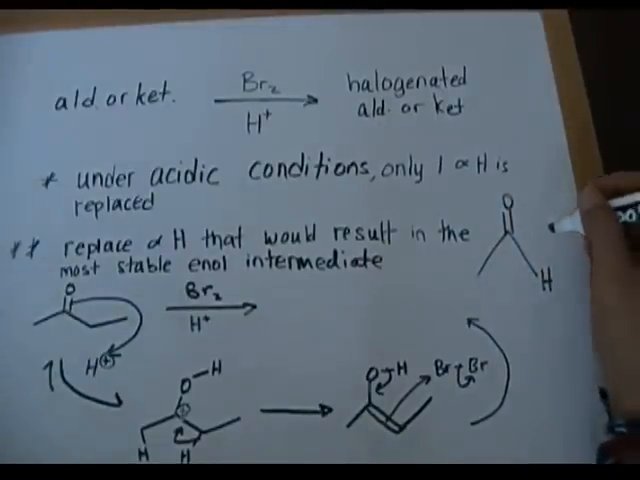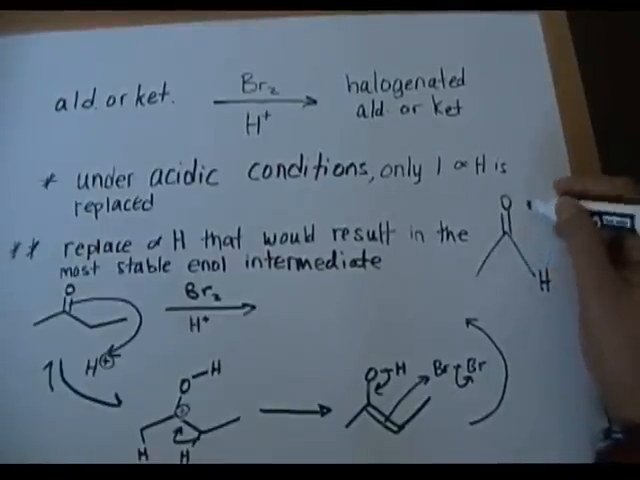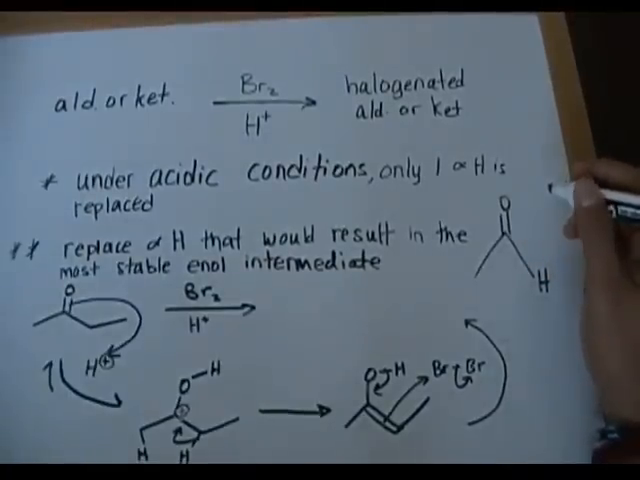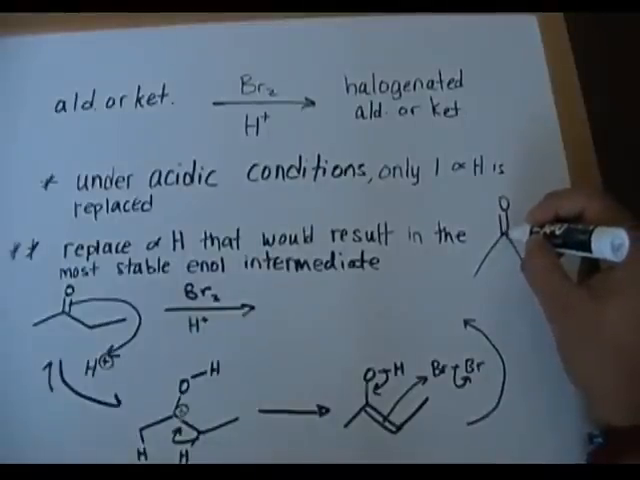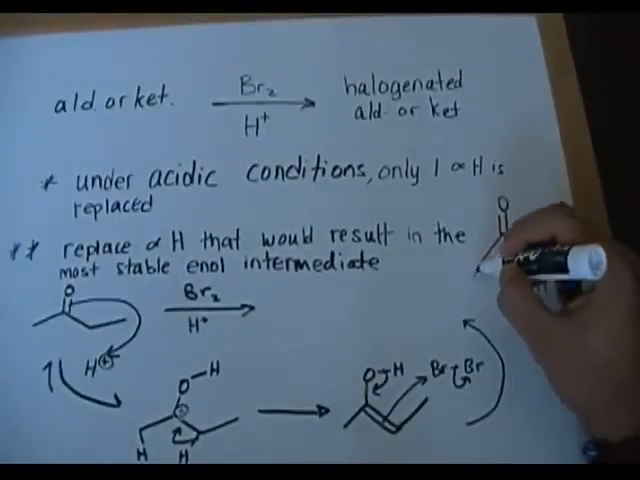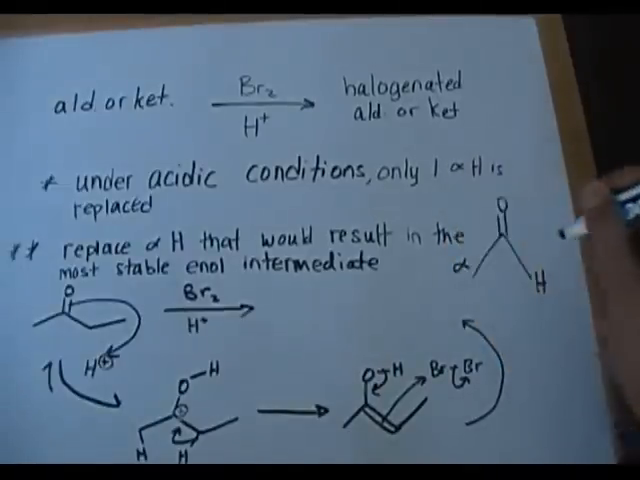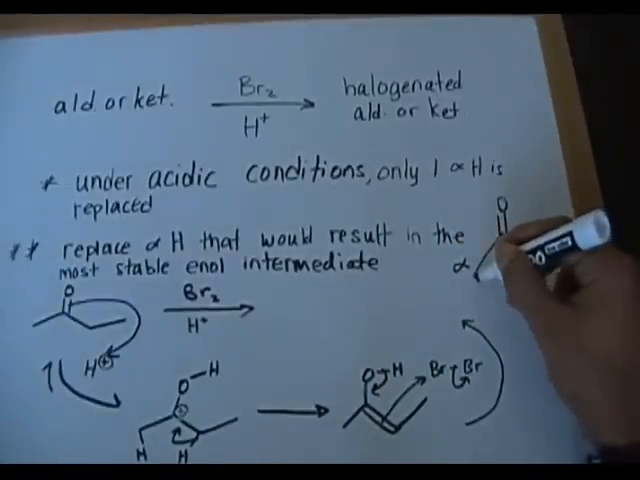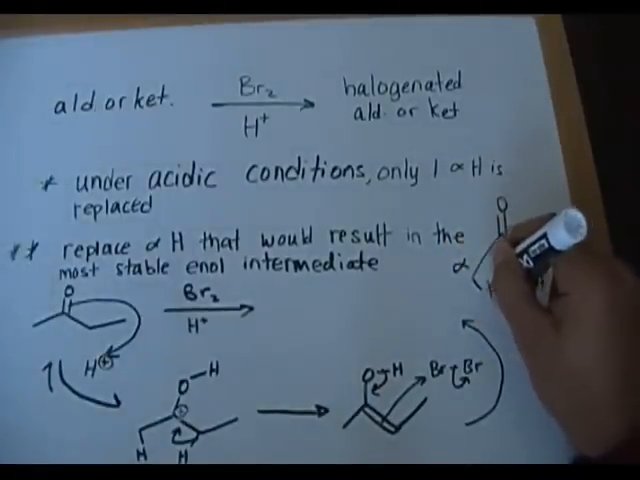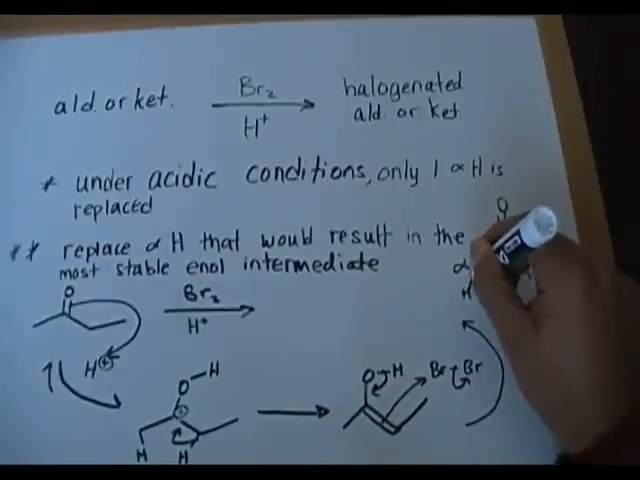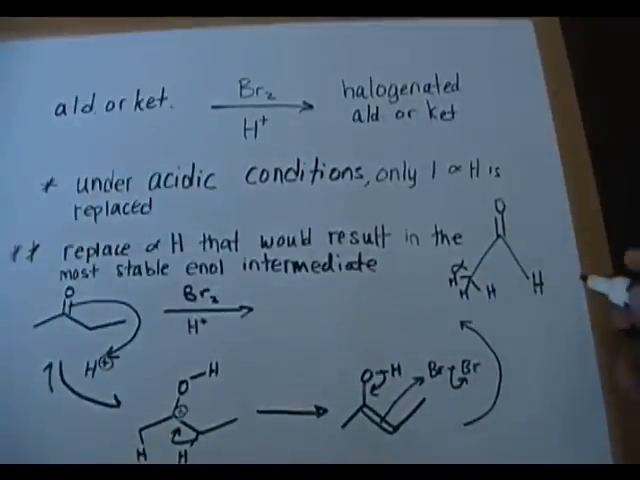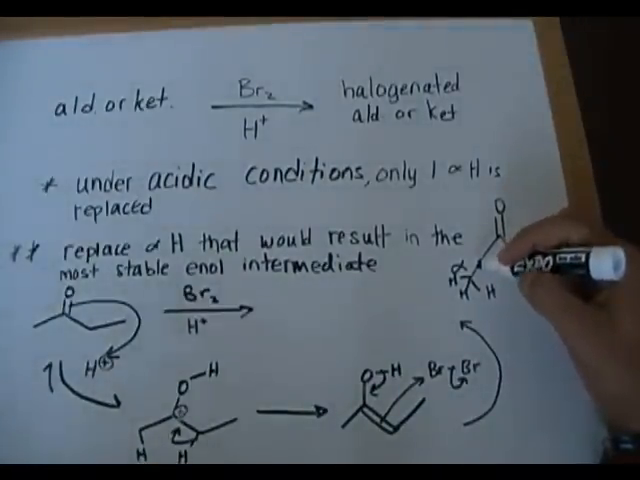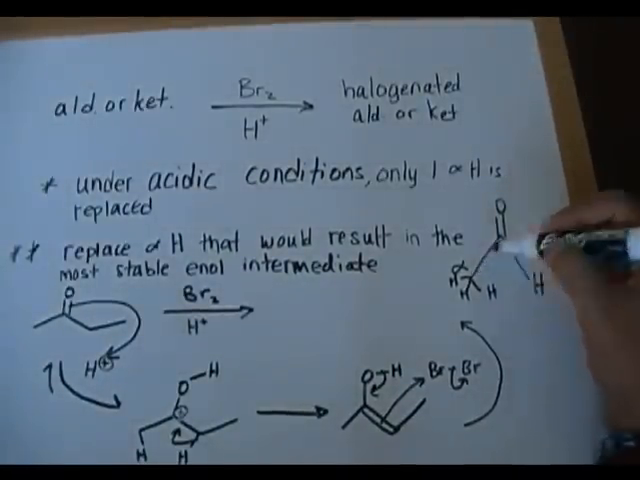The alpha position for an aldehyde or a ketone, whatever it may be, is the carbon adjacent to the carbonyl carbon. So here's your carbonyl carbon. Your alpha position is the carbon adjacent to it. So this is your alpha carbon, and if this is your alpha carbon, the H's hanging off of it would be your alpha H's. Based off the name of the reaction, alpha halogenation, we are basically going to halogenate the alpha position, which would be here.